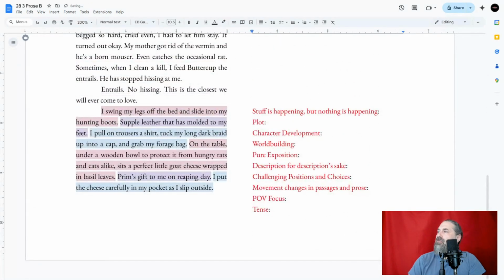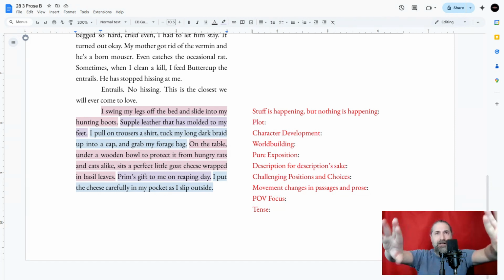All right. And as far as movement and changes, as you can see, there are two forms of movement. There's movement within a passage. "I swing my legs off the bed and slide into my hunting boots." Now that we are ending on boots, let's describe the boots. "Supple leather that has molded to my feet." It's giving not only description, but through experience. It's through her life, and it's giving exposition without directly saying, I do this often.